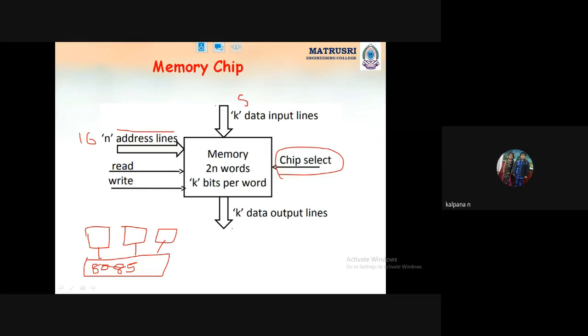And next, 8 data lines, k data lines. These are the input; some information we are giving and some information we take. So 8 data lines we connect and 8 data lines we take. 8 data lines bi-directional: always, if you connect data lines, draw them bi-directional. Inside arrow indicates the input, outside arrow indicates the output. First, in order to select the chip, we need to connect the chip select signal.